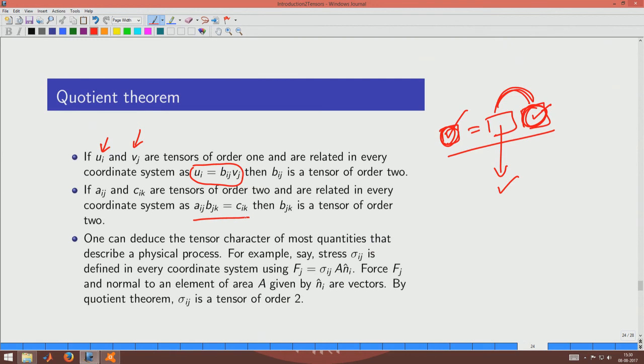Now, we can use this quotient theorem to deduce that stress must be a tensor of order 2, because in every coordinate system stress is defined in this manner, and we know that this is a tensor of order 1, a vector, and this is a tensor of order 1, a vector. So, here is 1 and here is 1. So, this must be a tensor of order 1 plus 1, a tensor of order 2. So, the stress being a tensor of order 2 is a result of the quotient theorem. That is enough for us to believe that stress is a tensor of order 2, and there is also the Cauchy theorem to prove the same thing.